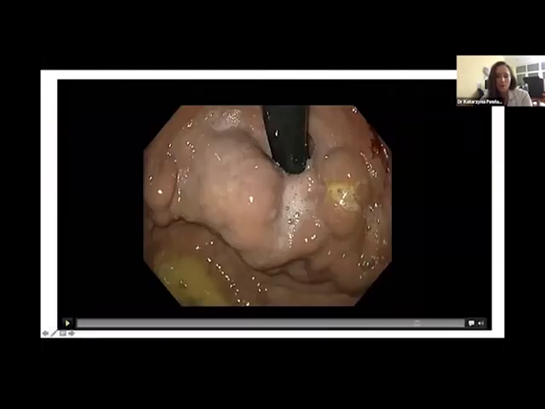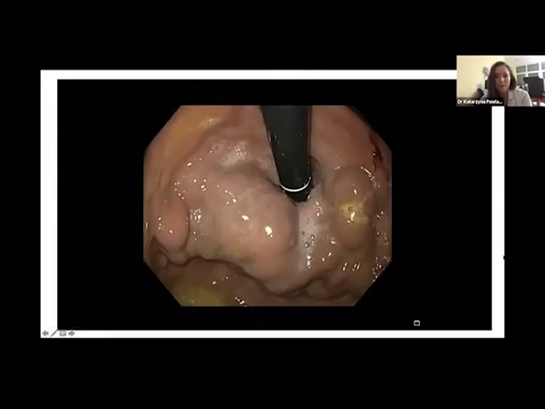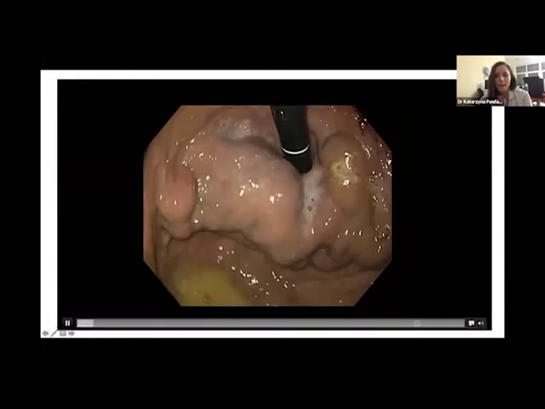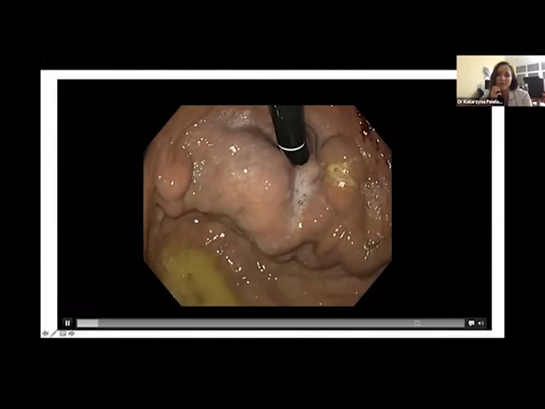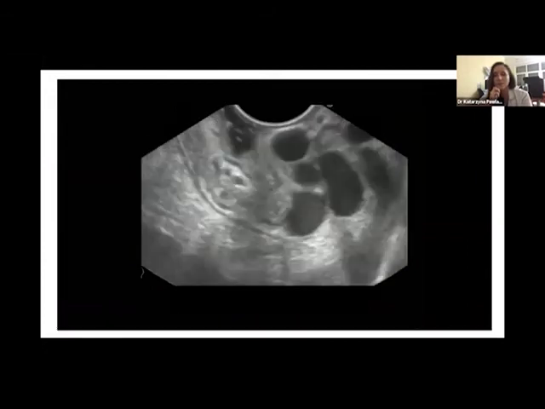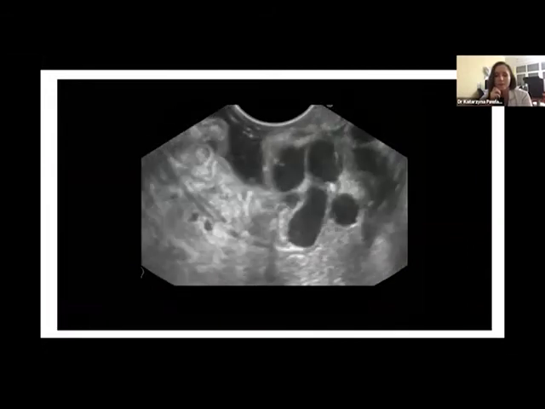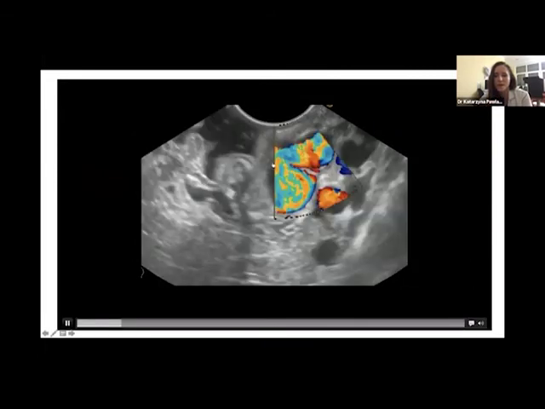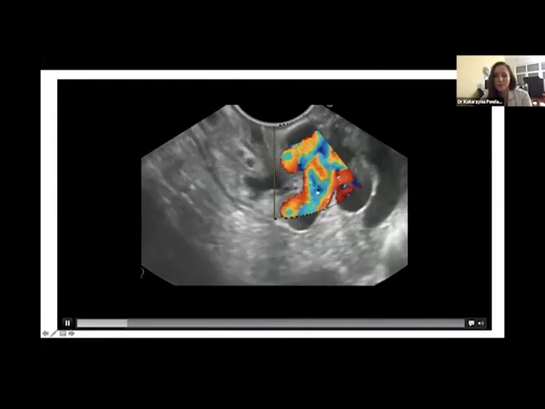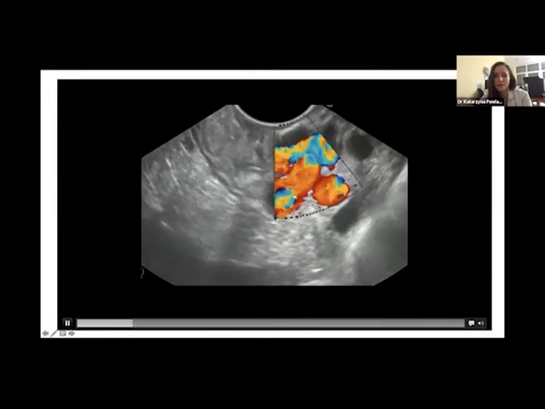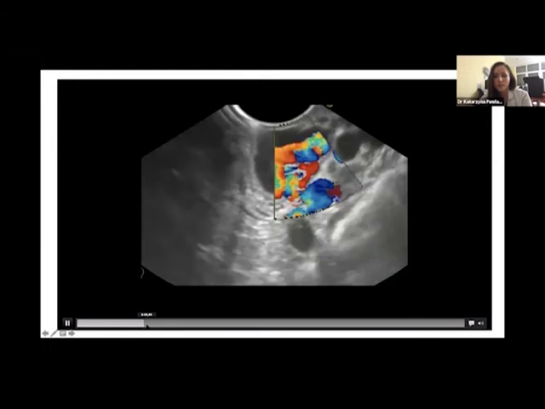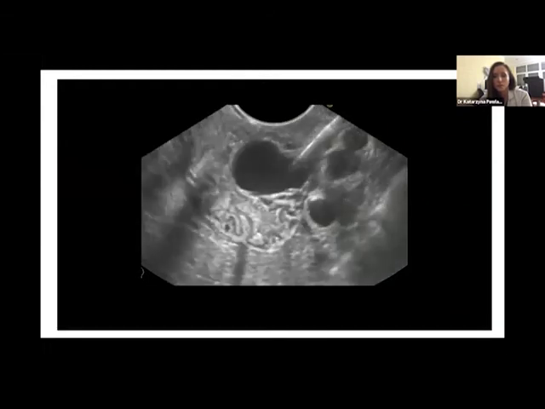And this is actually the whole presentation of the assessment of gastric varices. You can see the gastric varices, gastroesophageal varices, isolated varices type 1. And here you can see how it looks in EUS assessment. So you can see the big vessel, the big gastric varices located here. And also the assessment with EUS color Doppler to check.